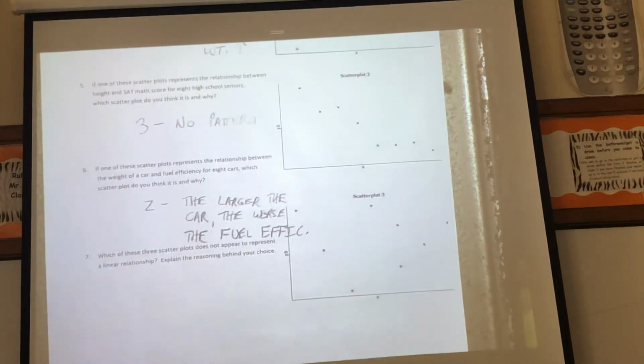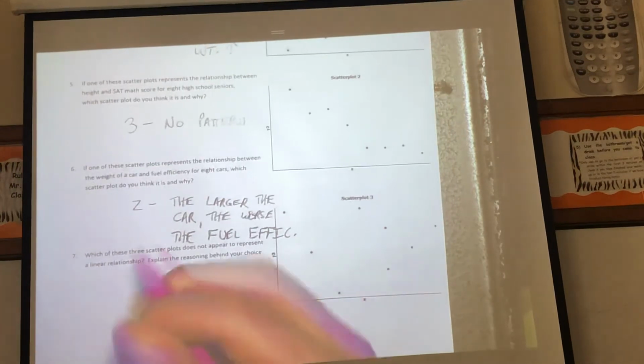And number 7, which of these scatter plots does not appear to represent a linear relationship? Explain the reasoning behind it. It would be choice 3. Once again, there's no pattern, it's scattered.